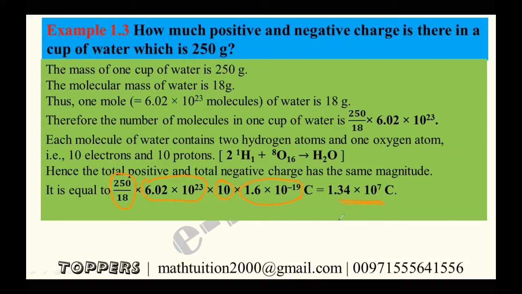That is 1.3 into 10 raised to 7 coulomb. So 250 gram of water contains 1.34 into 10 raised to 7 coulomb of positive charge, and also the same 1.34 into 10 raised to 7 coulomb of negative charge. So therefore, 1.34 into 10 raised to 7 coulomb of positive and negative charge is there in 250 gram of water.